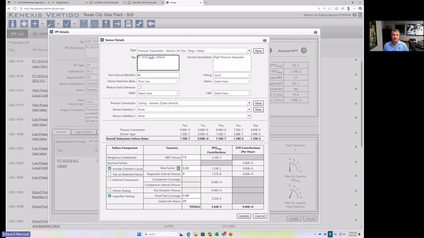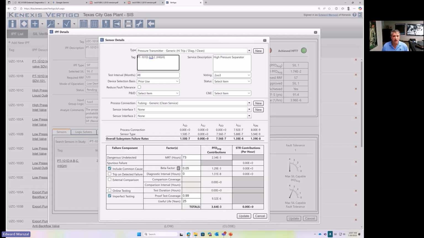We do everything that we can to tailor our calculations to be consistent with the ISA 84.02 technical report for doing SIL verification calculations, and also the EC50, EC52, EC54 training classes. So we're doing our best to maximize the consistency, to make things easy to use.